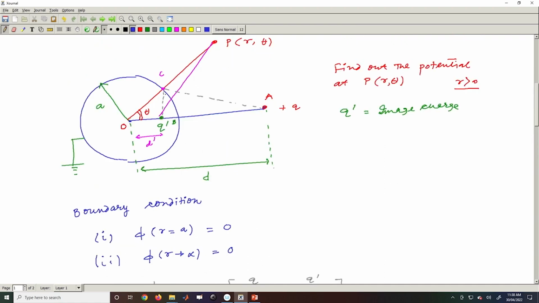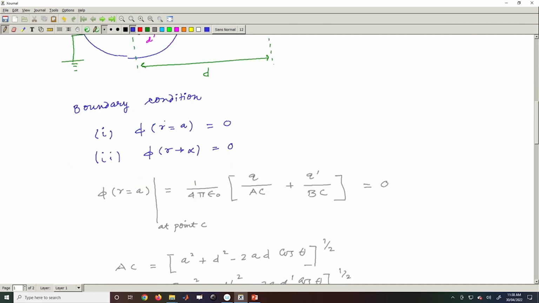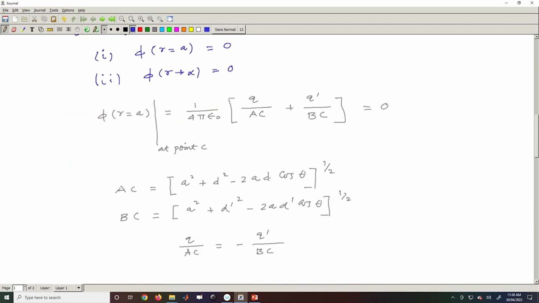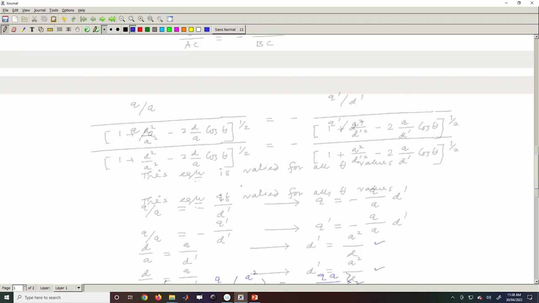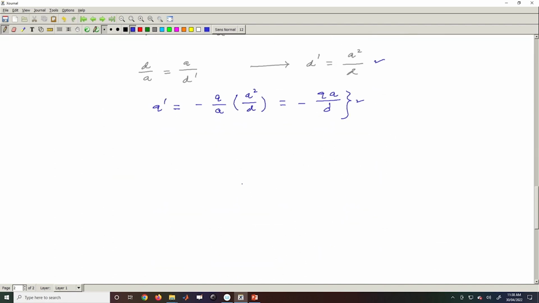So, I satisfy the first boundary condition with this, and also with this potential you can see that the second boundary condition, we will see how it can also be satisfied, because it is of 1 by r form. So, I know now q prime and all these things. So, what should be the potential at r, that I need to write.